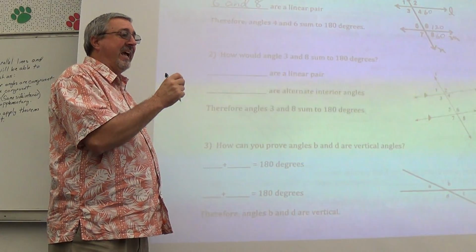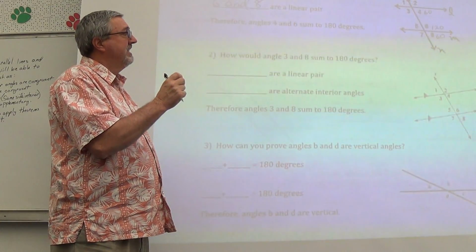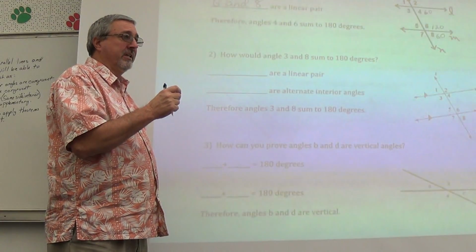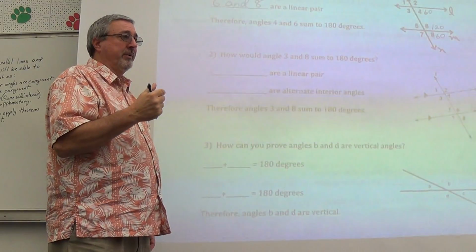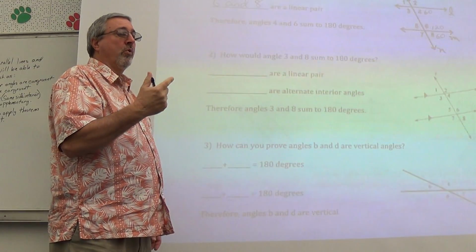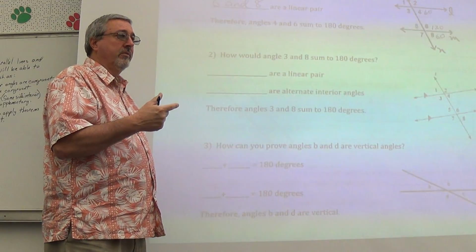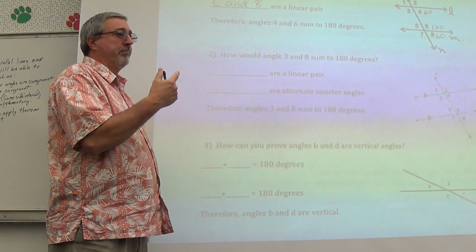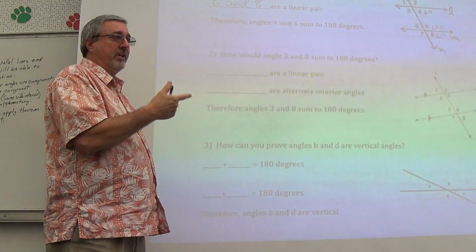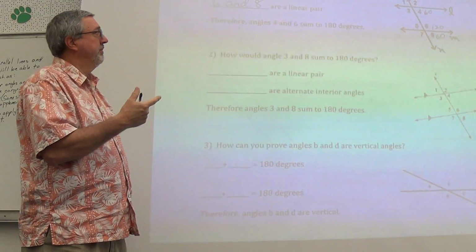So if 6 and 8 are supplementary and 8 and 4 have the same measurement, then 4 and 6 have to be supplementary. All right. Transitive or substitution, right? Substitution property. I can substitute the value of 4 in place of 8 and have the same measurement. So I know those two are supplementary. Okay?